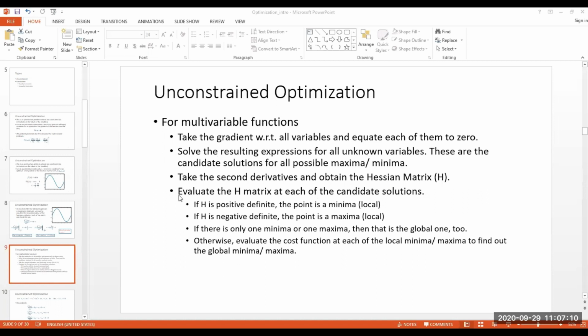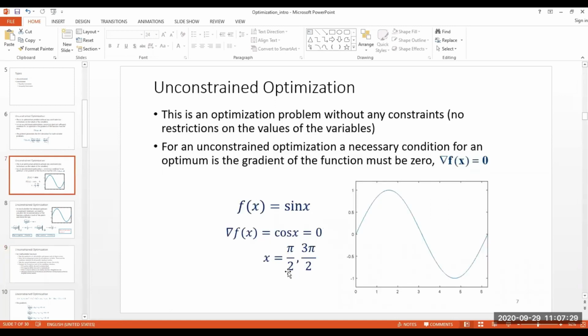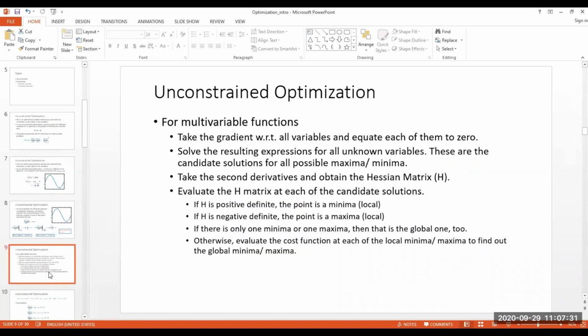So nothing to worry. Then we evaluate the H matrix as we did for the single variable case for the sin x function. Again here we have to evaluate the H matrix at each of the candidate solutions. Remember, we might have several solutions, as we had for the sin x case, where we had two solutions, pi by 2 and 3 pi by 2. Similarly here, for the multivariable case, we might have several candidate solutions, so you have to evaluate the H matrix at each of those solution points.